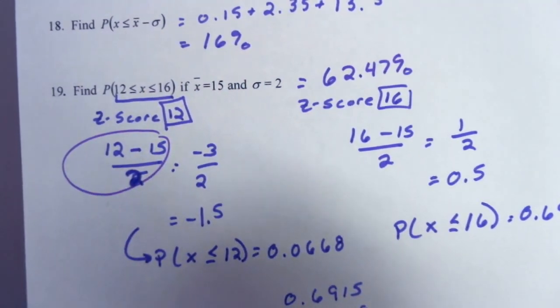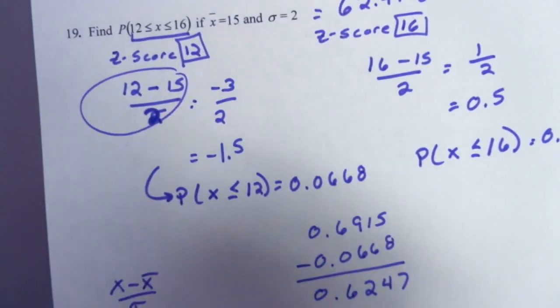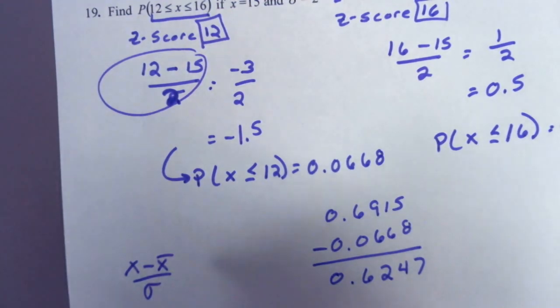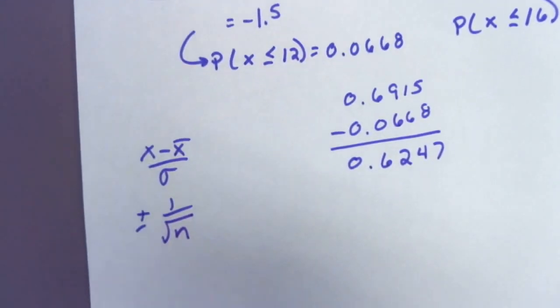Okay. Make sure you remember the z-score formula, x minus x bar over standard deviation, and the margin of error formula, plus or minus 1 over the square root of n, changed to percent. Okay, good luck.